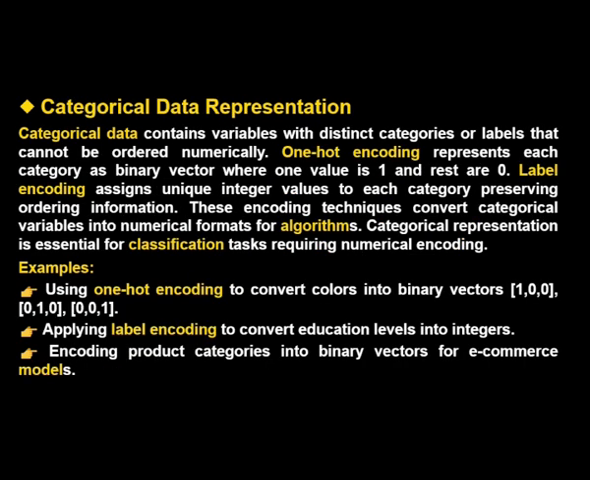Categorical data representation. Categorical data contains values that represent categories rather than numbers. Since machine learning algorithms require numerical input, categorical data must be encoded. One-hot encoding converts each category into a binary vector. Label encoding assigns a unique number to each category. These encoding techniques are essential for classification problems involving categorical features.